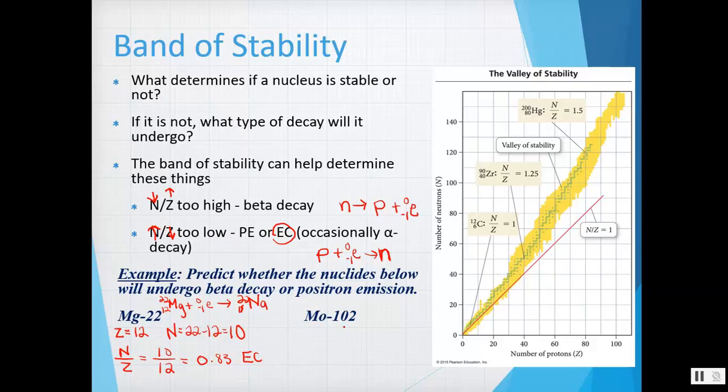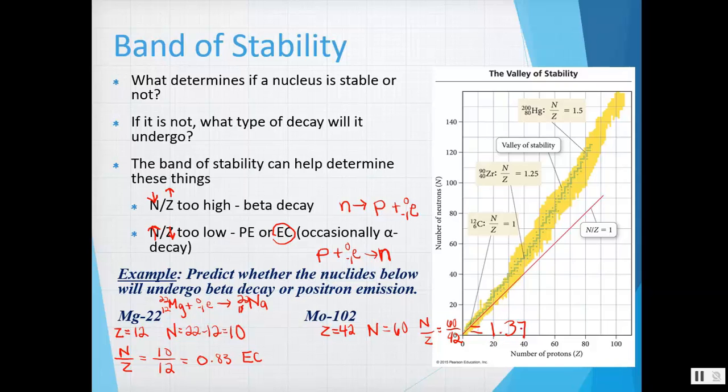Now let's look at molybdenum-102. Molybdenum-102 has an atomic number of 42, which means that the number of neutrons is going to be 102 minus 42, giving us 60. Our N to Z ratio then is going to be equal to 60 over 42, which is equal to 1.37.